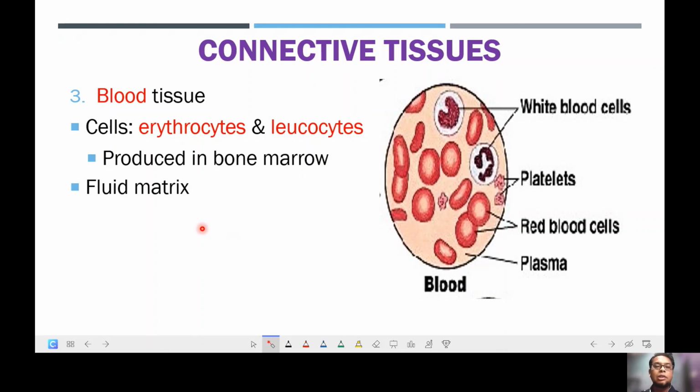However, the matrix is not hard, and the matrix is not rubbery as well. Instead, the matrix of the blood tissue is very fluid, and we call this fluid type of matrix the plasma of the blood.